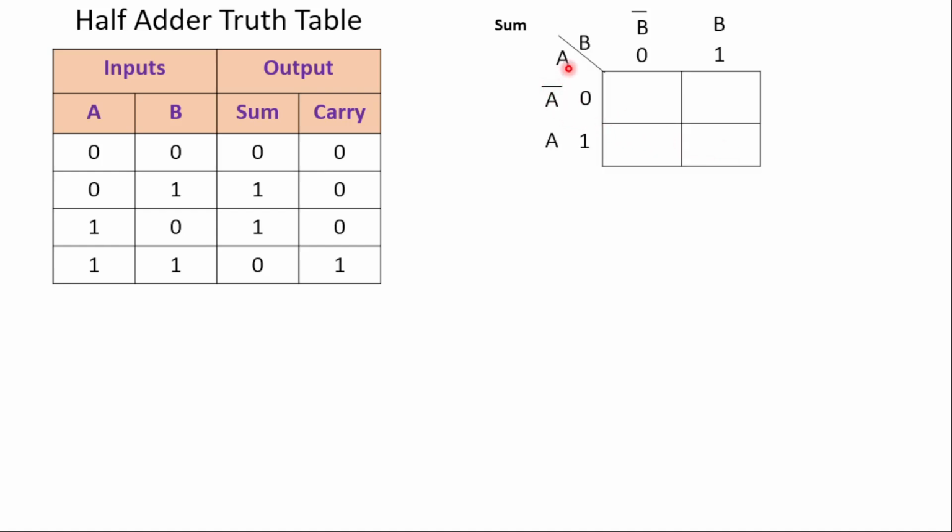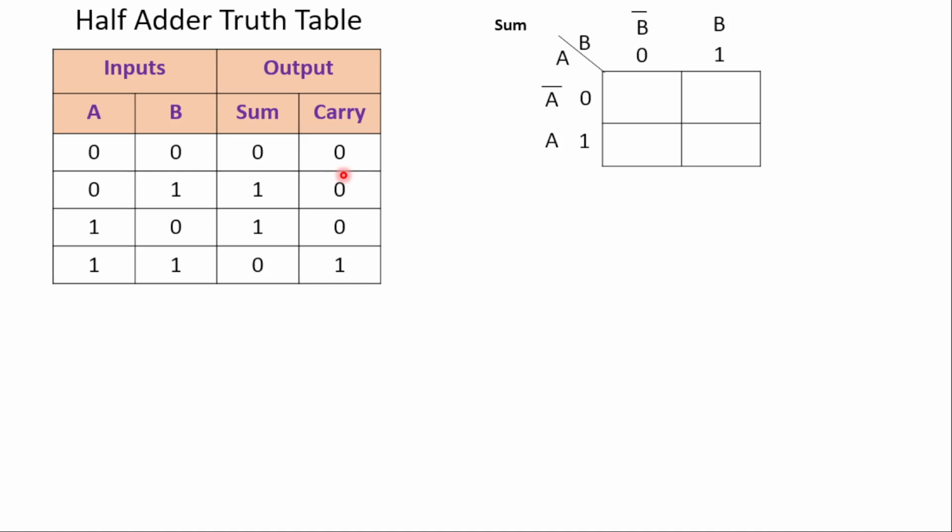A and B, whose possible values are 0 and 1, are taken, and as the equation is to be derived in SOP form, 0 is considered as A bar, 1 is considered as A. Same is the case with B. When B is 0, it is considered as B bar. When B is equal to 1, it is considered as B.